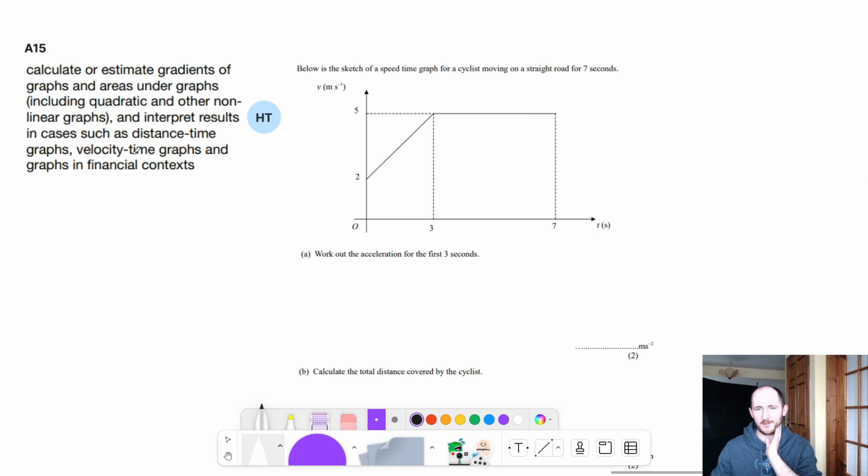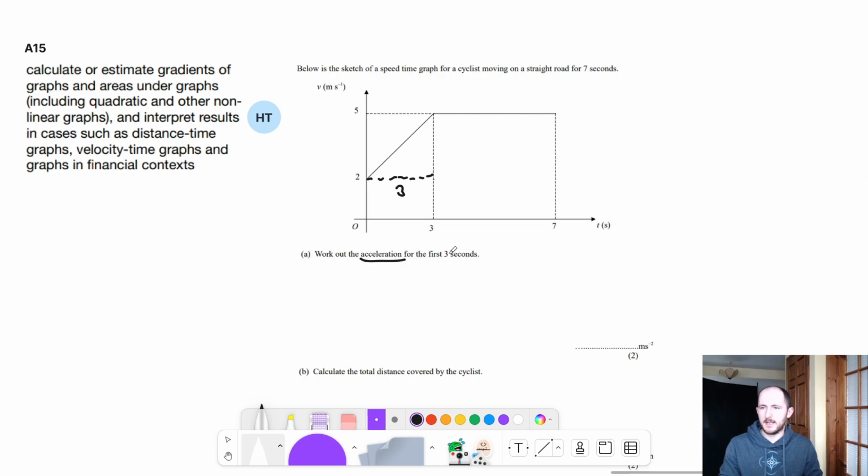Graphs is just losing meaning for me at the moment. And interpret the results in cases such as distance, time, velocity, time. Okay, so when you have a velocity time graph, the gradient gives you the acceleration, and the area will give you the distance. So to work out the acceleration for the first 3 seconds, again, basically a triangle.